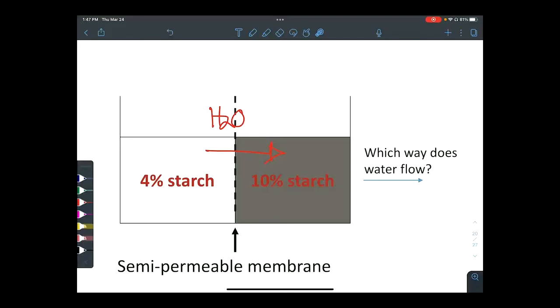So will the concentration, that 4%, will it go down or will it go up? That concentration will go up. The one on the right will go down, and then essentially they'll meet in the middle somewhere, around 7%, right? And that's what's going to happen. So if water goes to this side, the volume level will also increase. The volume level will decrease on the 4% side.